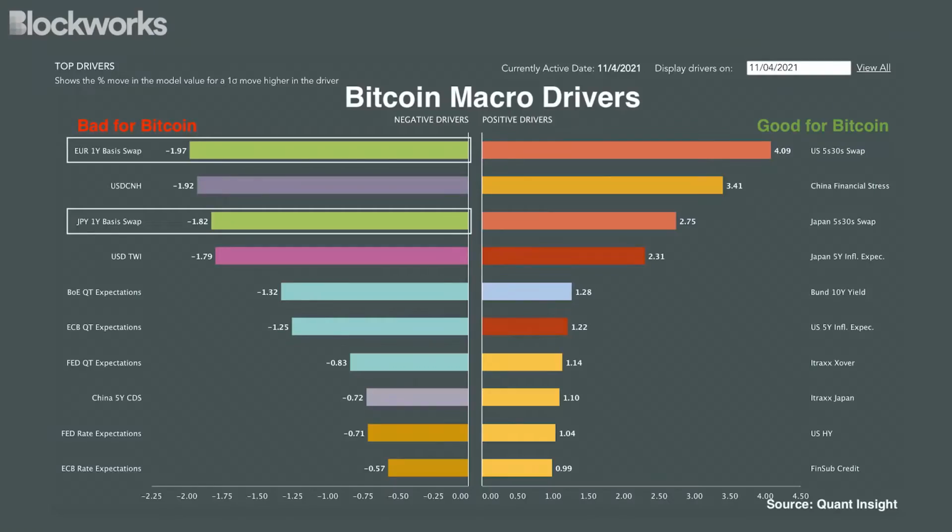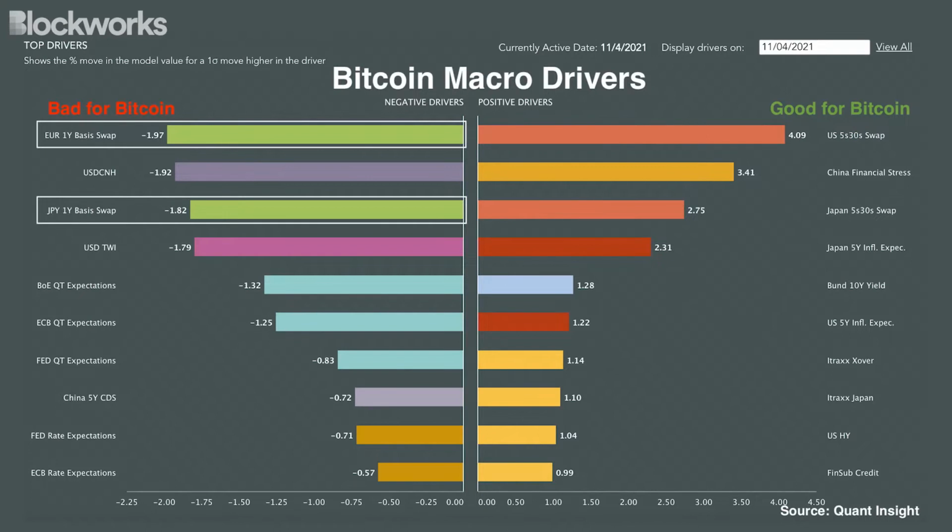Wow. And when I'm looking at the top drivers for Bitcoin, on the left, I'm seeing Europe, the Euro 1 year basis swap as very negative. That's in green. And then also in green as number 4 is the Japanese yen 1 year basis swap. What does that mean? Does it represent the foreign bank's ability to secure dollars? And what does a negative correlation mean for Bitcoin?